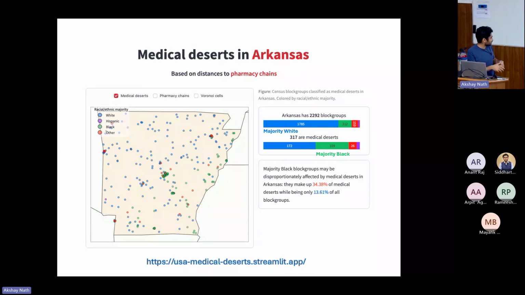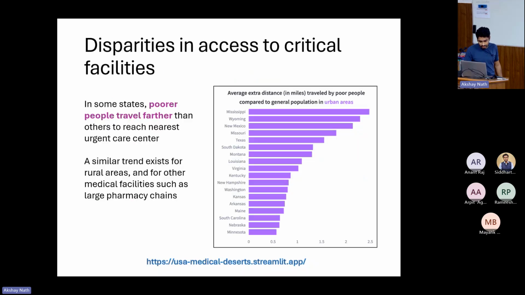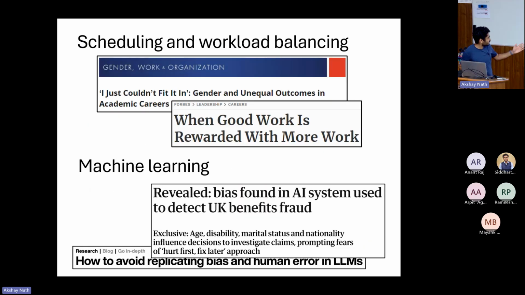So these areas are called medical deserts, and as you can see, they disproportionately affect majority Black populations. So again, there's unfairness here, and there are economic disparities and so on. So these things are very well documented. And so, how do we open facilities in a fair way? And these questions can be asked anywhere.